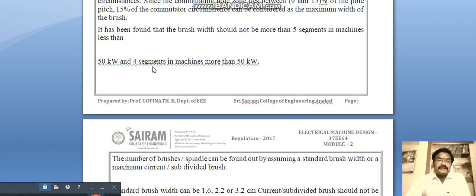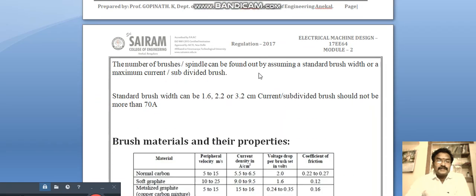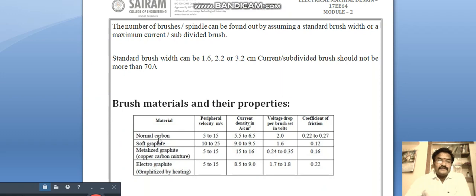Okay, for a 50 kilowatt machine with 4 segments, more than 40. Okay, here we are seeing some different materials which are used for carbon brushes. The number of brushes per spindle can be found out by assuming a standard brush width or a maximum current for subdivided brushes. Standard brush widths can be 1.6, 2.2 and 3.2 centimeters. A subdivided brush should not carry more than 70 amps.